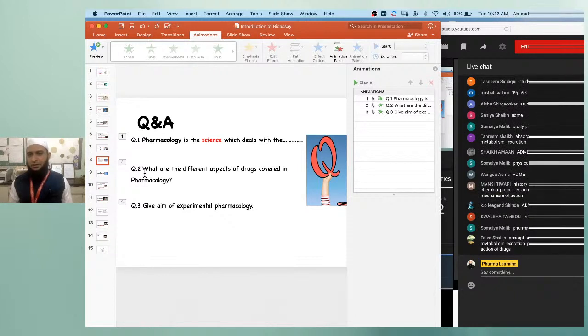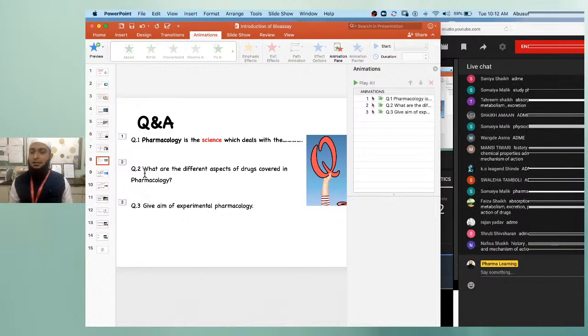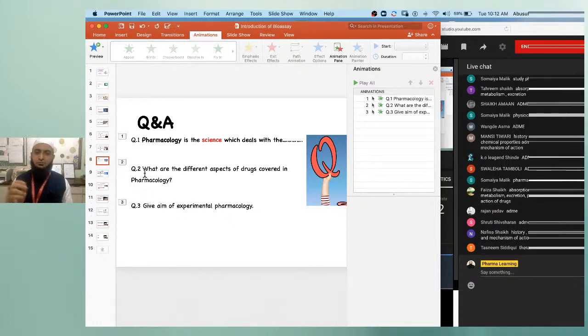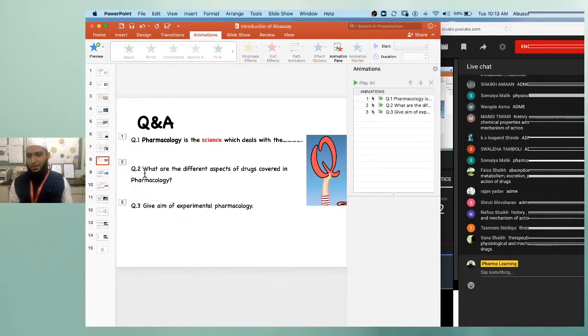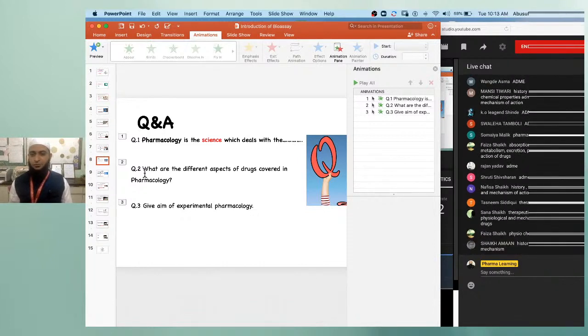Mansi has mentioned history, source, physiochemical properties, ADME, physiological action and mechanism of action. Very good, Mansi. You have summarized almost all parameters, but we have missed the last but very important parameter of pharmacology. I think Tasneen Siddiqui has mentioned it. Very good, Tasneen. She has written therapeutic uses. Very nice. We are studying the therapeutic usage of the drug.